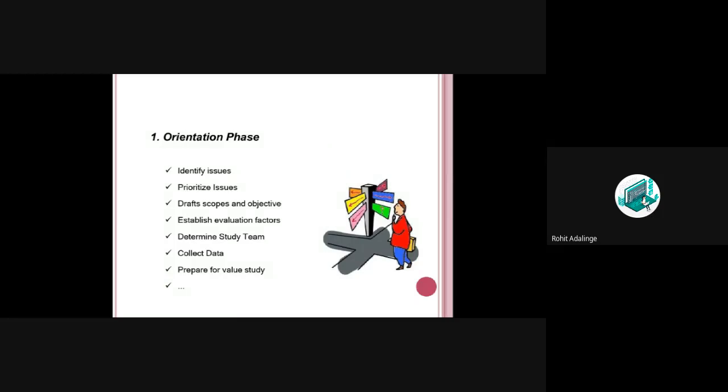Next one, determine study team. Next one, prepare for value study. So this is the orientation phase.